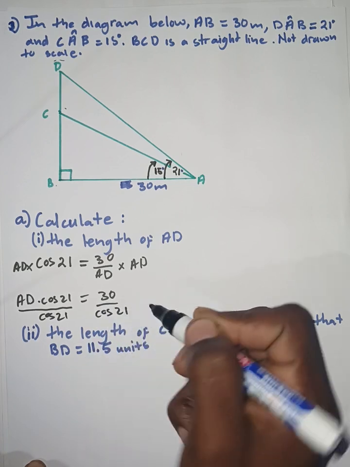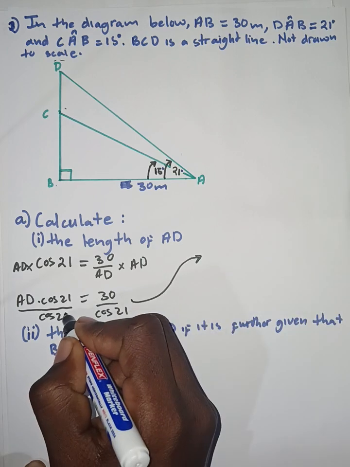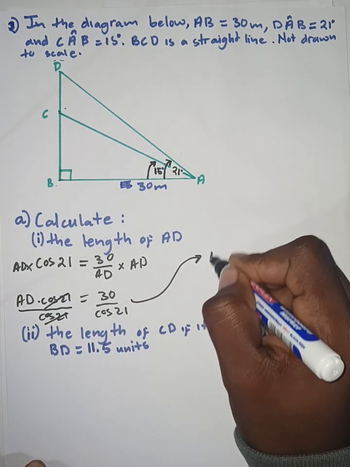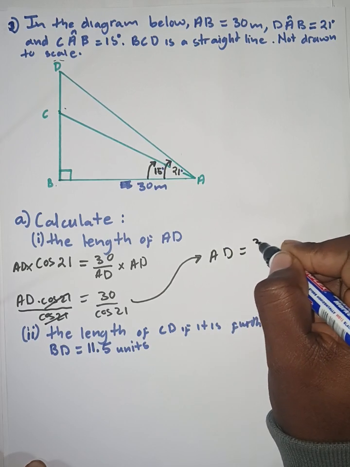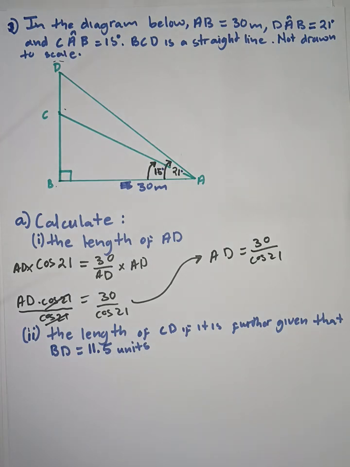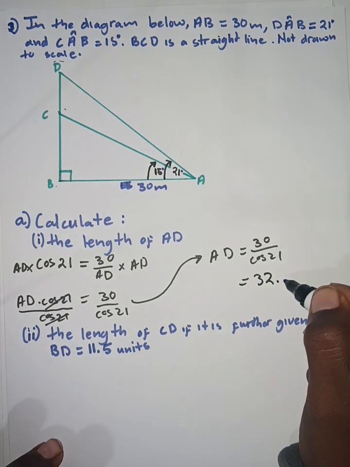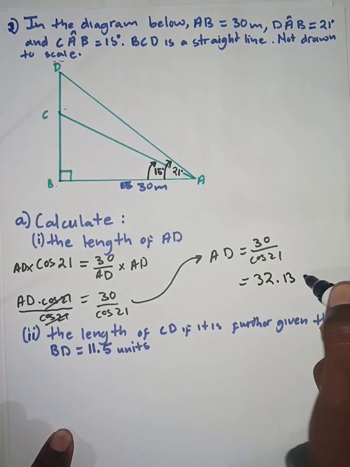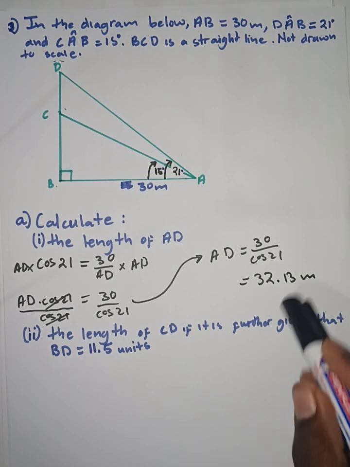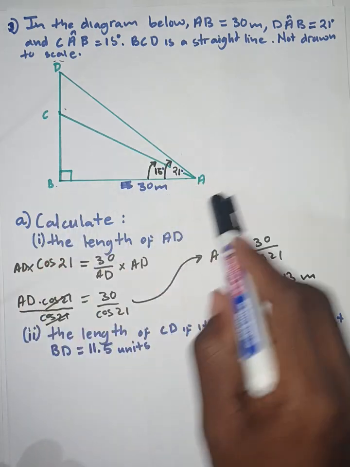So that would cancel with that, and we'll be left with AD being 30 divided by cos of 21. From that point, you just put that whole thing in your calculator, and what you're going to get is 32.13 meters. Again, AD must be bigger than AB, because that's the longest side that we have.